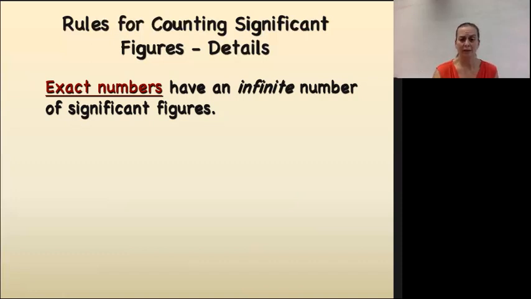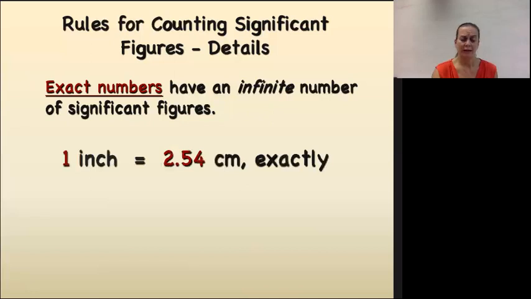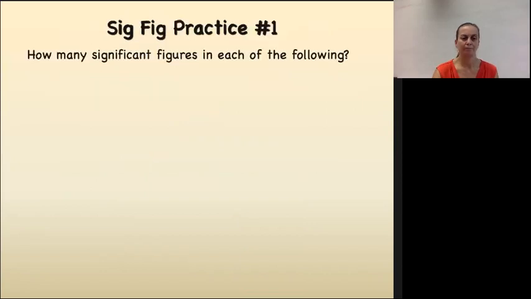The other type of exact number is a conversion factor. Conversion factors within a system are always exact, and some conversion factors between systems, so 1 inch to 2.54 centimeters, is an exact number. And that will come into play when we talk about how we do math with significant figures. All right, so we're going to practice.